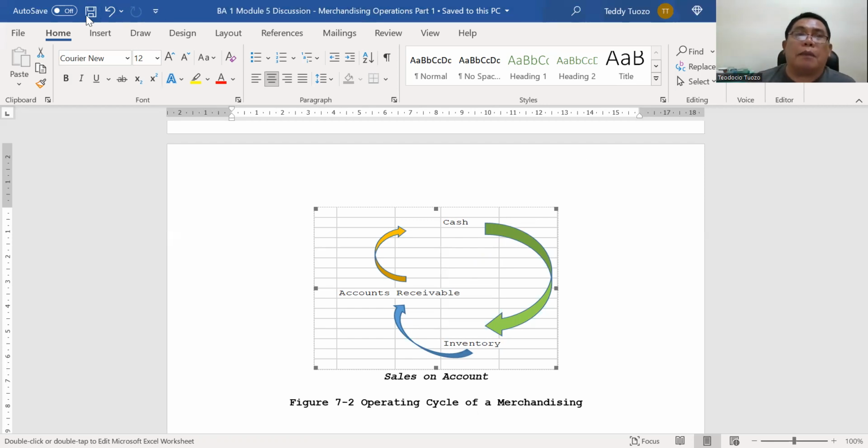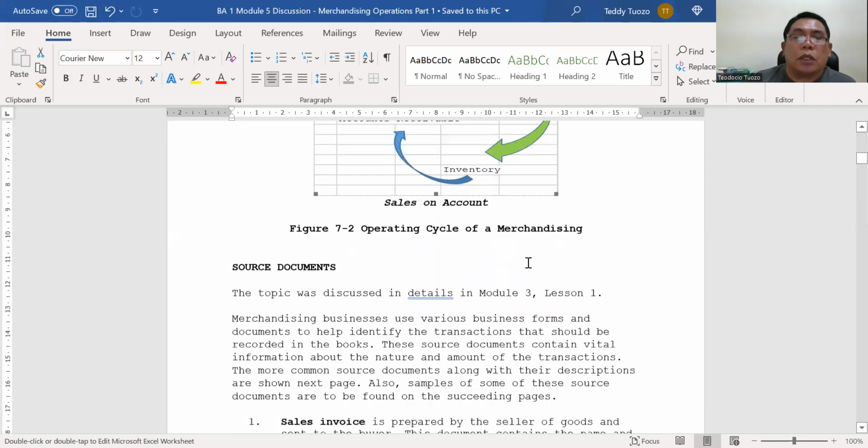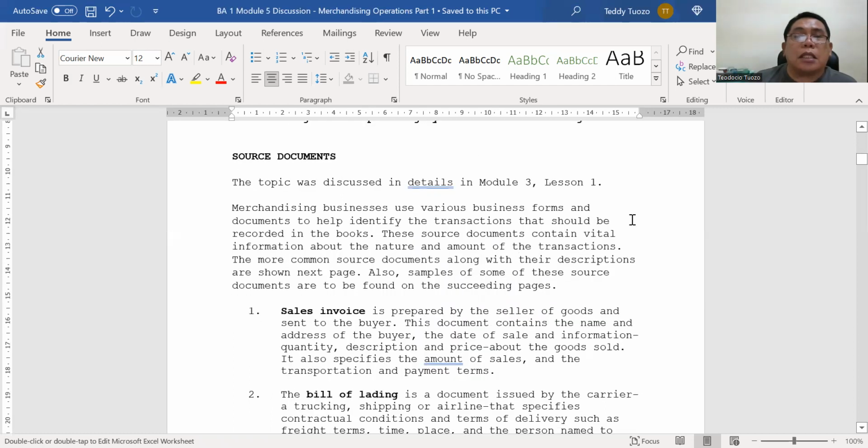Okay, so source documents have already been discussed in Module 3, Lesson 1. I even have examples with you in that module.